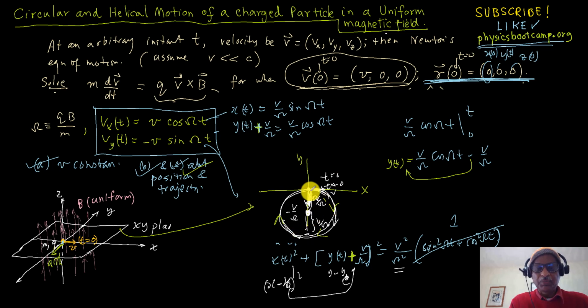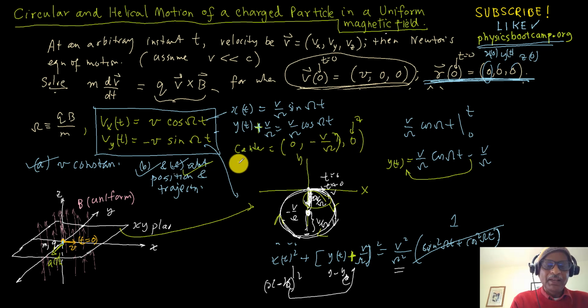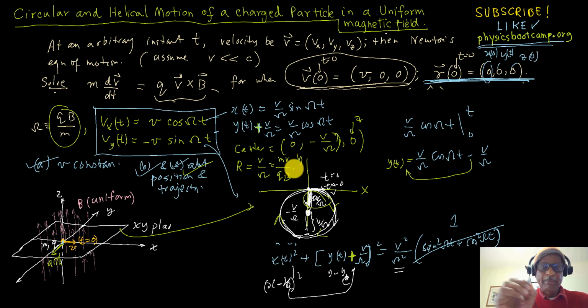We figured out what the radius is. So the center of the circle is at 0, minus v over omega, 0. This is the z coordinate, but this is the xy plane, so I don't have to worry about that. And the radius of this circle is v over omega. And omega, we already did that, so this is m v over q times B. Okay.